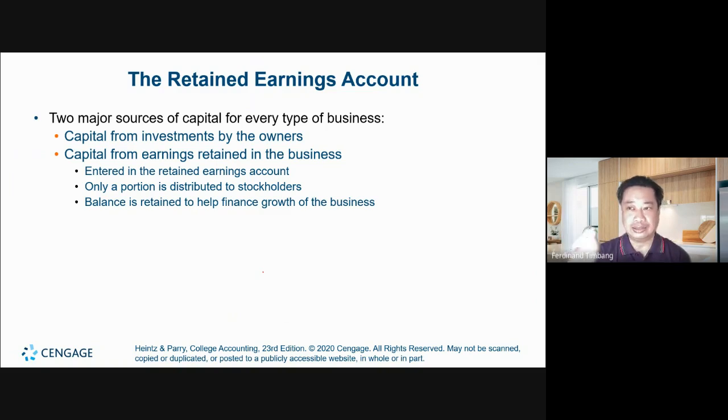So it is entered in the retained earnings account, that portion of net income. Then only a portion is distributed to stockholders, so meaning that is the dividends. And the balance is retained to help finance growth of the business.